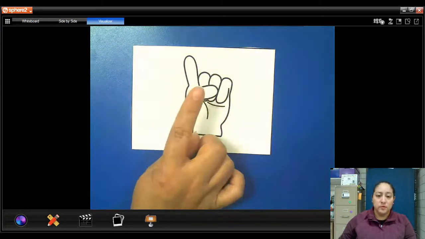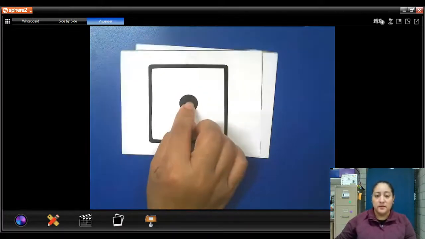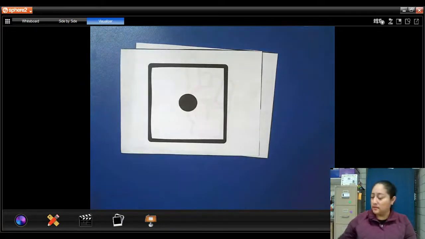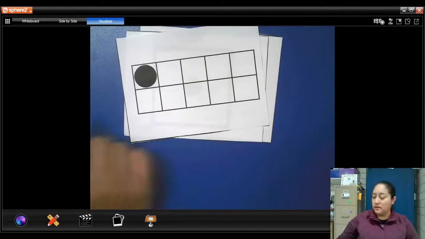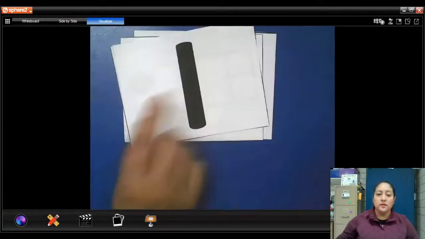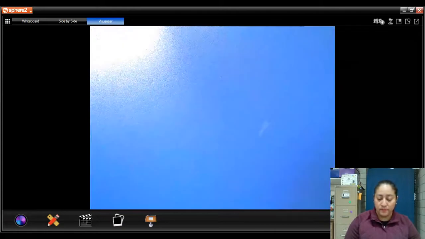That represents number 1. How about this die? That also represents number 1. And then here the dots on the 10 frame. How many dots do you have? That's 1. So this is actually what number 1 looks like, okay? So all of those represent number 1. There's one object, and that's how we write number 1.